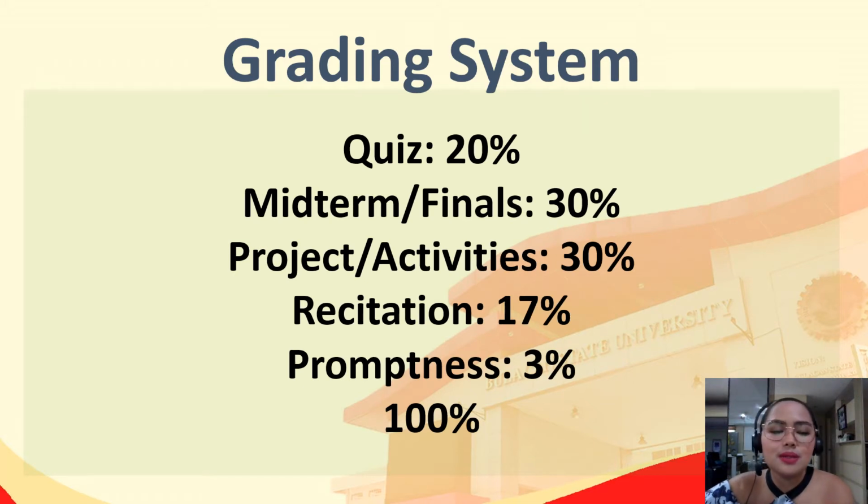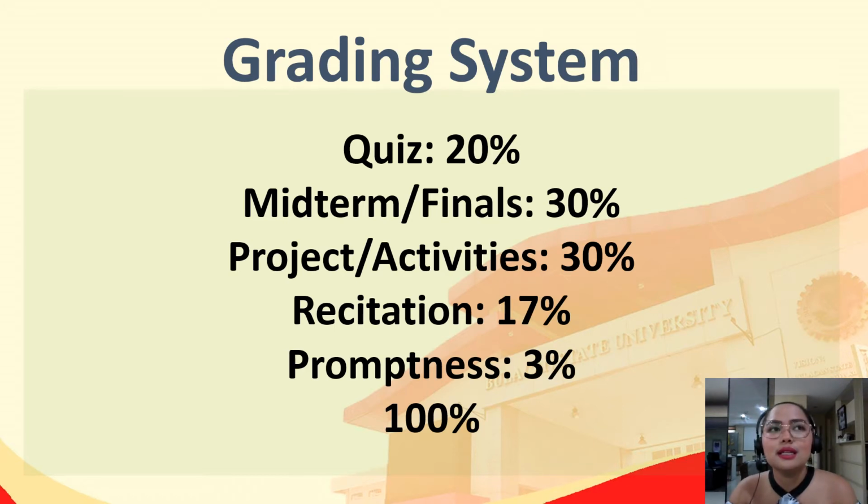For quizzes, we'll have 20%, midterm and finals will be 30%, projects and activities 30%, recitation is 17%, and promptness 3%. Total of 100%. The quizzes, we'll be having 20 item quizzes every lesson. So, total of 100 kasi magkakaroon tayo ng 5 different, tansya ko 5.